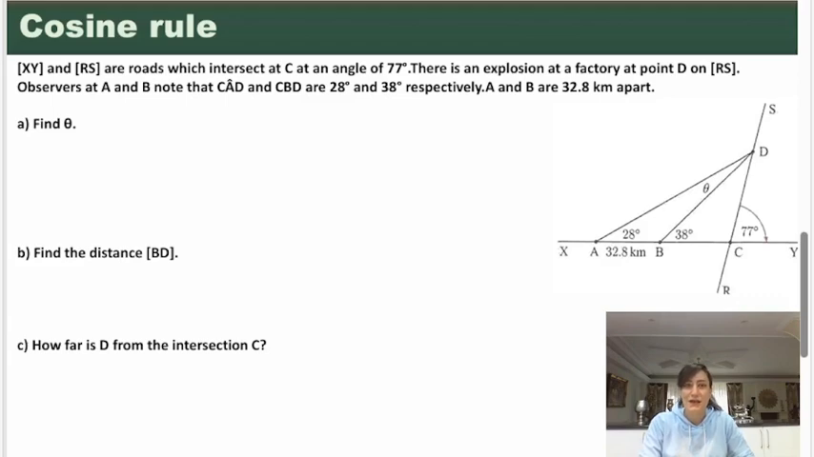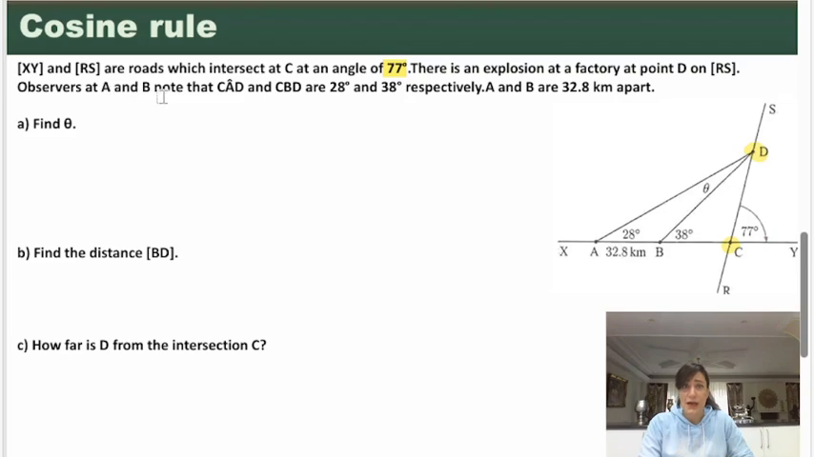Let's get started. Here it says XY and RS are roads which intersect at C at an angle of 77. It says RS and XY meet at C, which creates a 77 degree angle. There is an explosion at a factory at point D on RS. So the explosion is here at D.